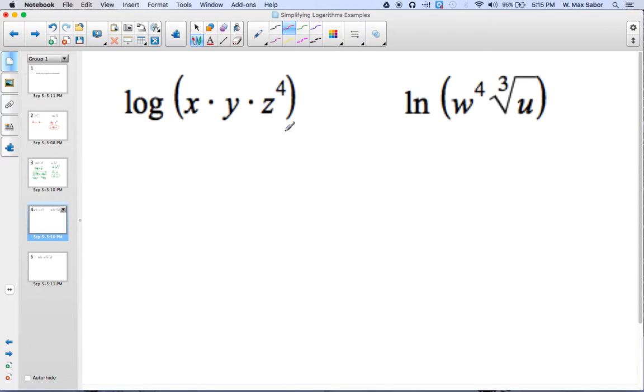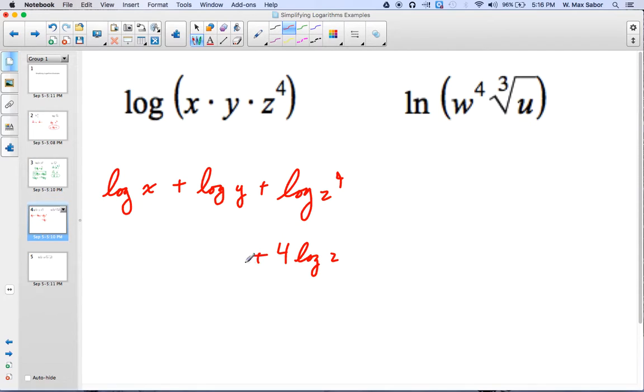When we have multiple variables going on and exponents, because the 4 is not applied to everything, we're going to have to split it into log of x, log of y, and log of z to the 4th. Multiplication inside a log becomes one simpler operation outside the log. So log of x plus log of y plus log of z to the 4th. And then one simpler operation than exponents is multiplication. So 4 log z is the same thing as log z to the 4th.